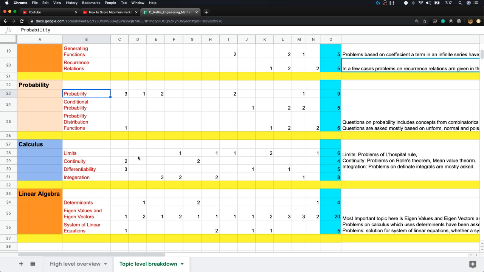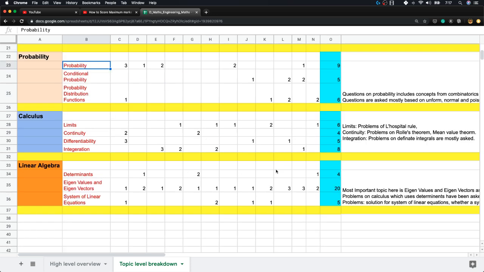Look at this. In limits, mostly you get L'Hopital's rule. In continuity, it's Rolle's theorem or the mean value theorem. Integration is mostly definite integrals and all of those simple concepts. In linear algebra, the most important topic is eigenvalues and eigenvectors. Look at this: every year, consistently, there are at least 1, 2, or even 3 marks sometimes.